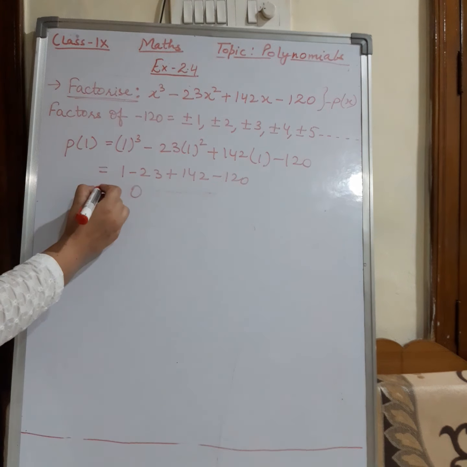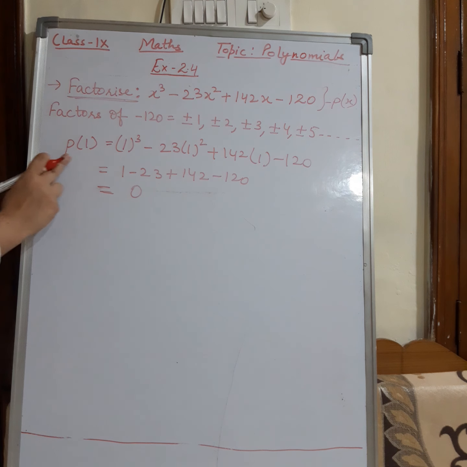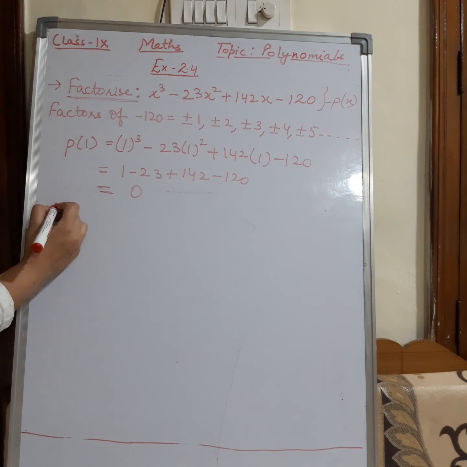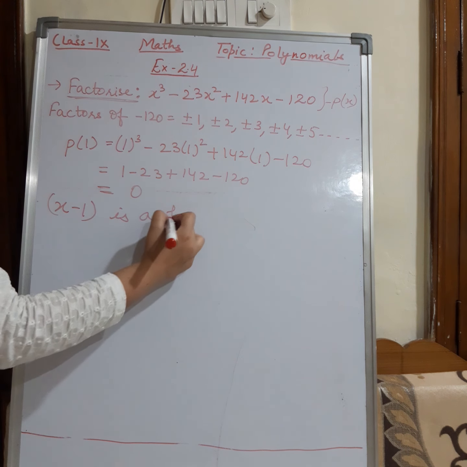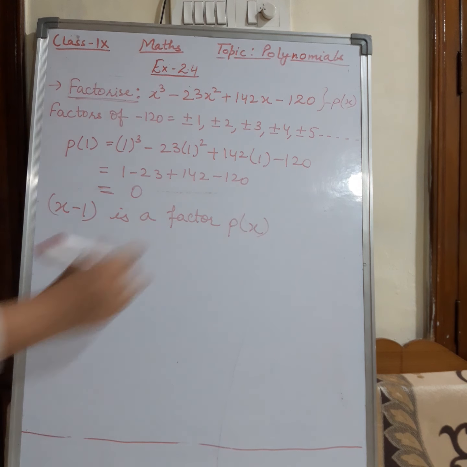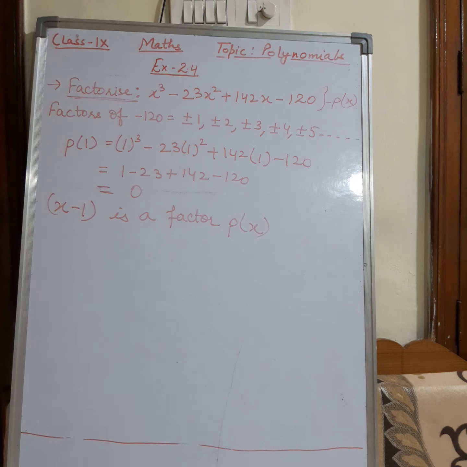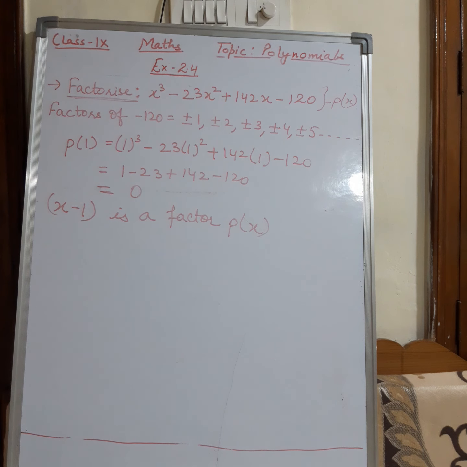Fine. Now because the remainder is 0, and I have substituted the value x equal to 1, I can say x minus 1 is a factor of p(x). Fine. This was my first step. Now because it is a cubic polynomial, we will be finding three factors. One we have calculated. Let us find the second and third.